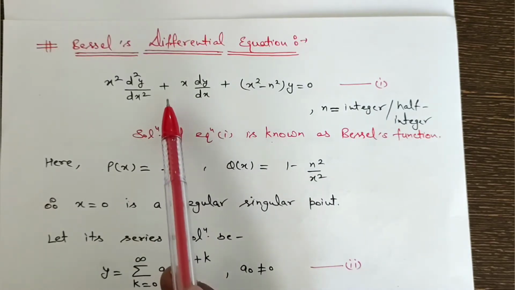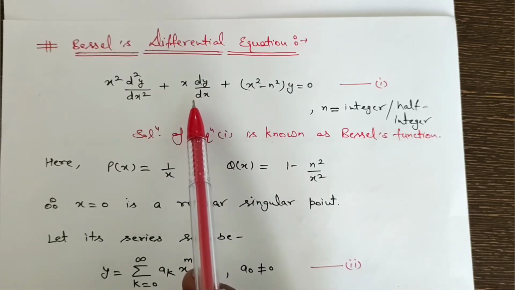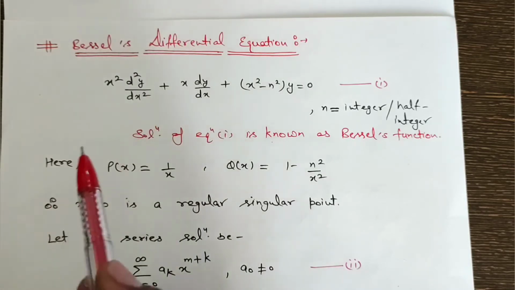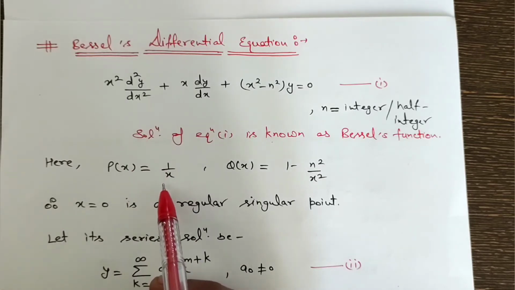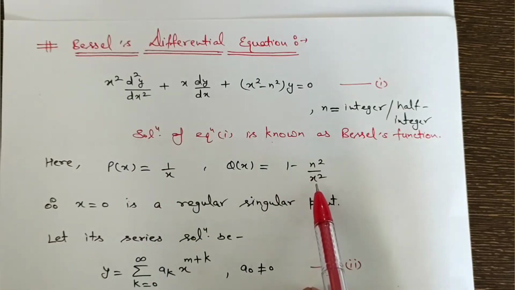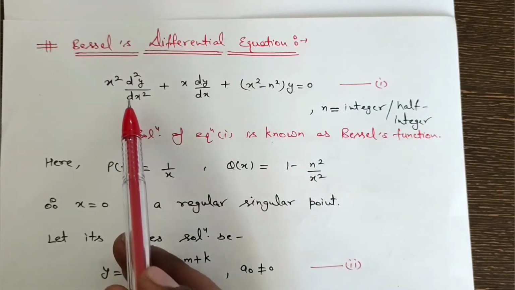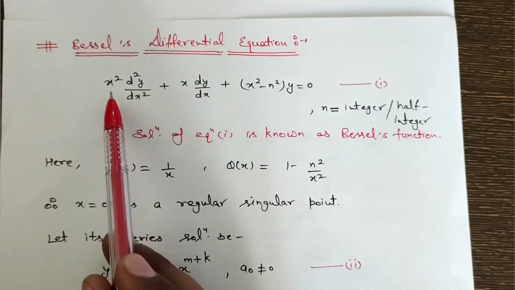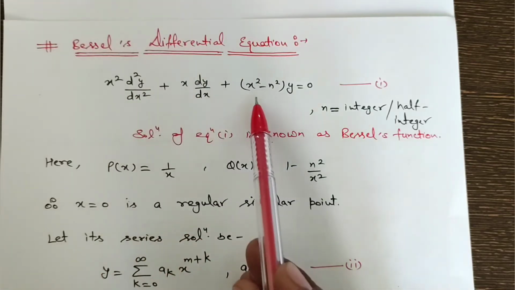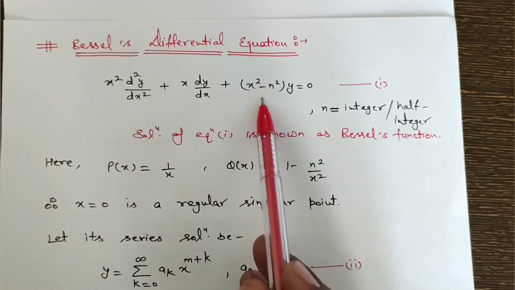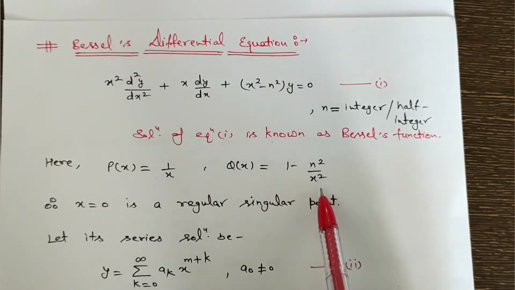First of all, we will simplify this equation into the general form for a second order linear differential equation, and from that we can write that p(x) is 1 over x, and q(x) is 1 minus n squared over x squared. How can we get p(x) and q(x)? We simply have to make the coefficient of d squared y by dx squared unity. So dividing throughout by x squared, there will be 1, here it will be 1 over x, and here it will be (x squared minus n squared) over x squared. So p(x) is 1 over x and q(x) is 1 minus n squared over x squared.